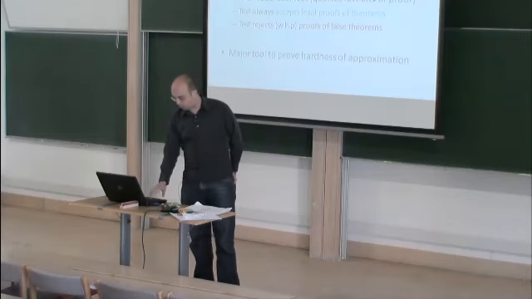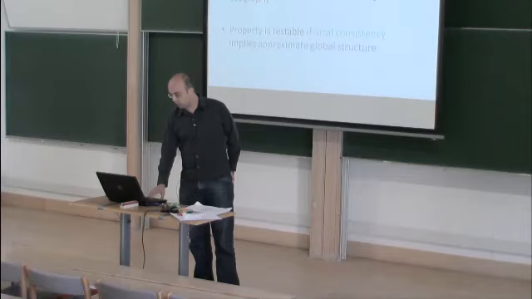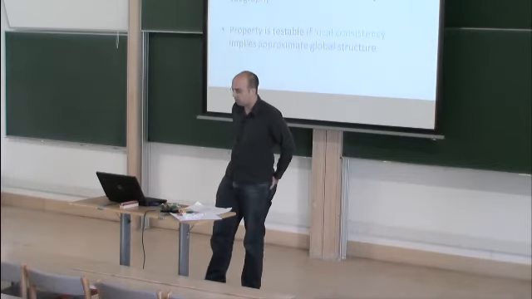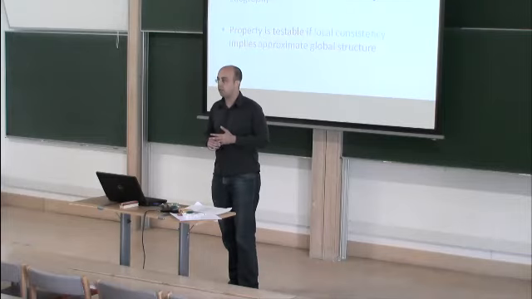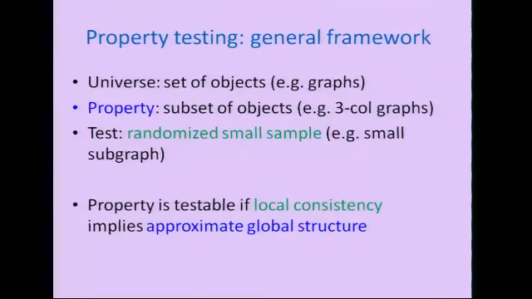I will mainly be talking about algebraic properties that will be related to additive combinatorics. So just to set the general framework in the background, we have a universe of objects. In our case, it will be functions, or graphs. A property will be some subset of these objects, and we want to test if a function belongs to this property or is somewhat far from this property.